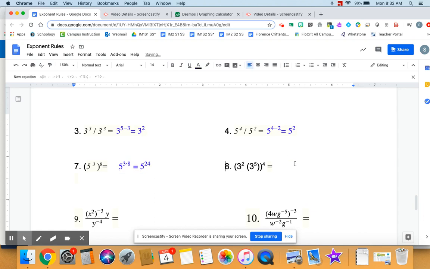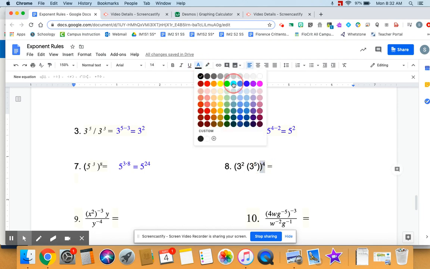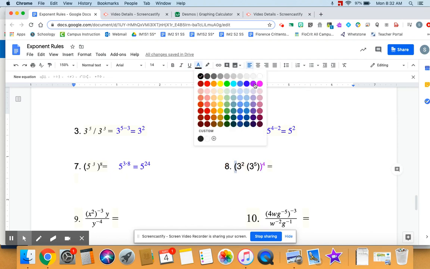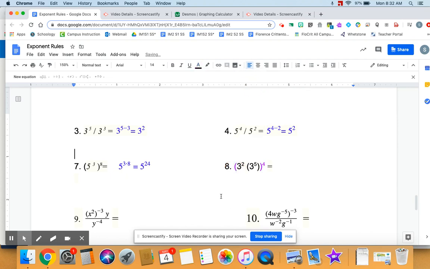This one's a little more complicated because it's combining two of the rules at once. You see you have this 4 on this outer parentheses that has everything in it. Here, I'm going to change the color of this to show you. Oh, that's an ugly color for reading. Let's go maybe purple. So this all goes together, everything in purple. And it's a parenthesis around everything that's being raised to the power of 4.